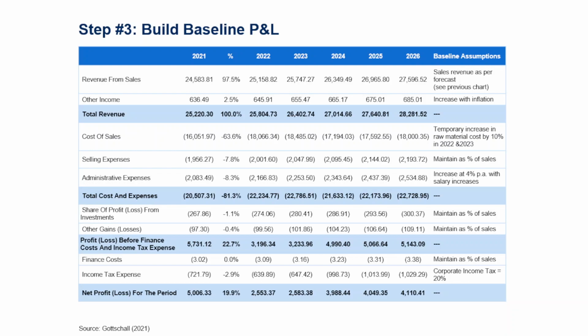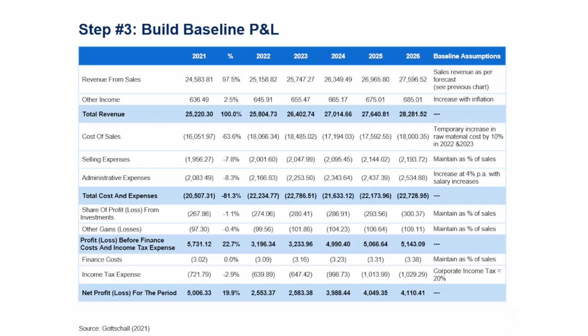Now, selling expenses, I just assume that I can maintain this as percent of sales. And administrative expenses, which is basically our back office, I assume that we see about 4% salary increase per year, which is kind of in line with what is happening in Thailand at this point in time. So 4% increase of salaries per year. So I applied this over the next 5 years.